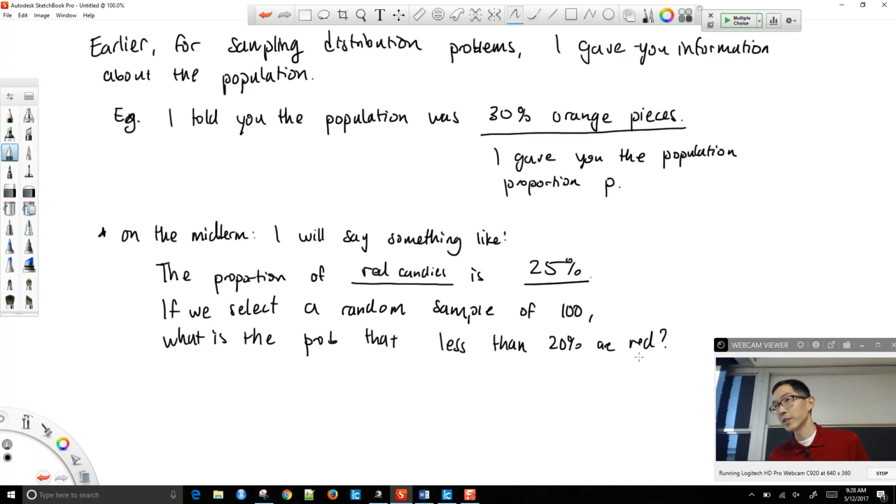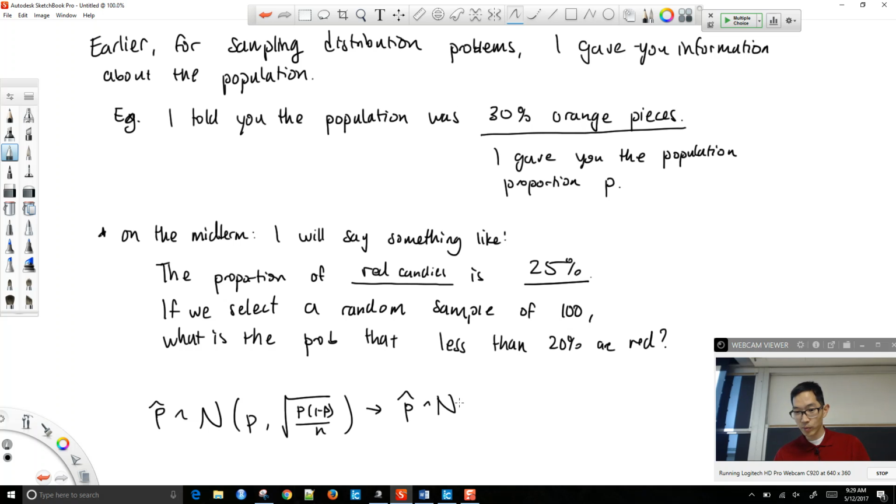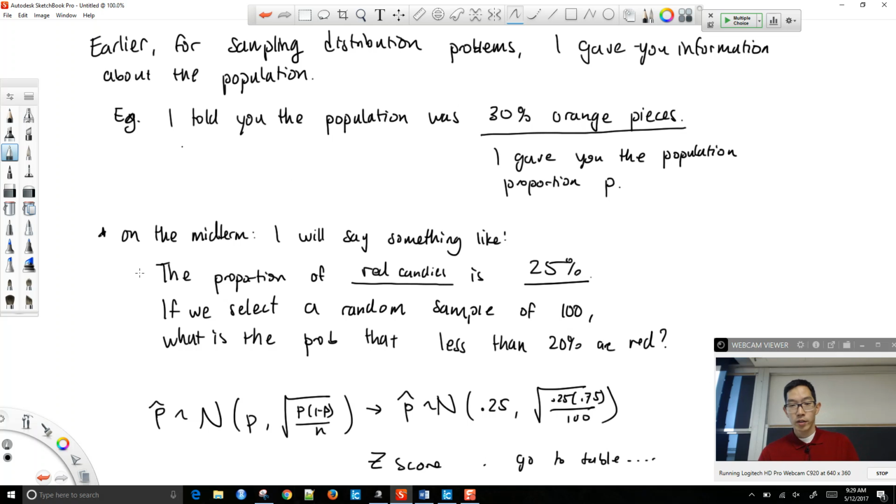And you should be able to answer this, right? You just say, okay, p hat comes from the normal with mean p and standard deviation square root of p times 1 minus p over n. So p hat comes from the normal with mean 0.25 and square root of 0.25 times 0.75 over 100, et cetera, and you do your problem. You get your z-score, and then go to the table. So you can expect to see questions like that on the midterm. This is what we've done so far.